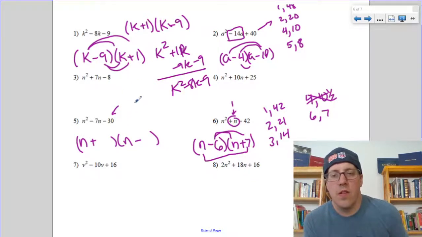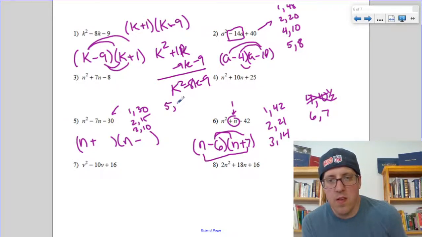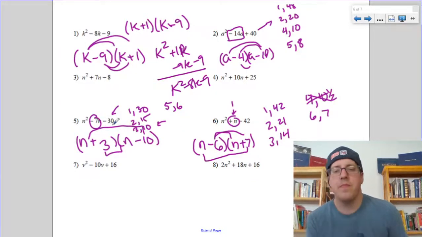I see the factors of 30, for example, in problem 5, are 1 and 30, 2 and 15, 3 and 10. Now I could keep going. I could say like, oh, 5 and 6. But I notice 3 and 10, if I use negative 10 and positive 3, the outers and the inners make this negative 7.